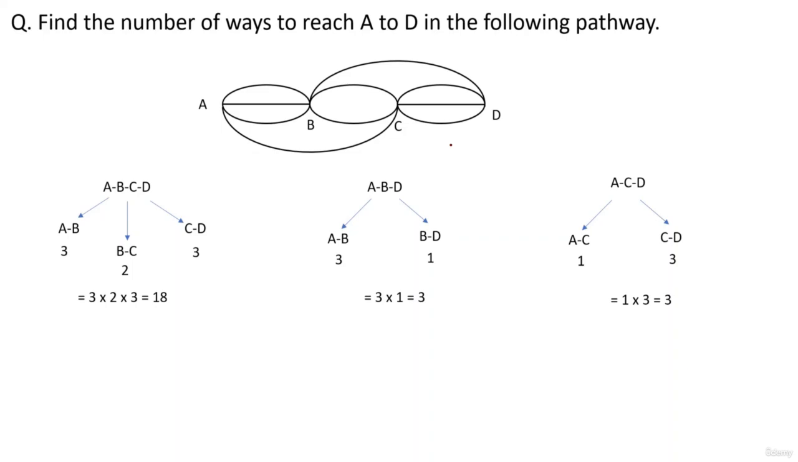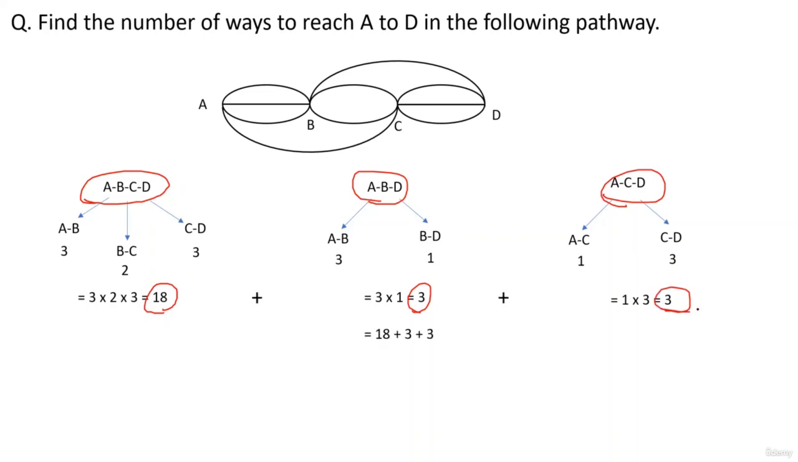अब या तो आप A, B, C, D route से जाओगे, either this or this or this. So the final answer, guys, is going to be the summation of these 3 values: 18 plus 3 plus 3. The answer is nothing but 24. As simple as that.